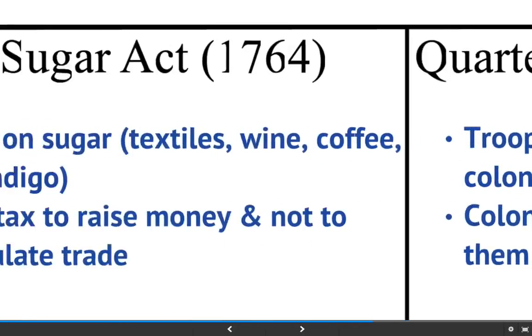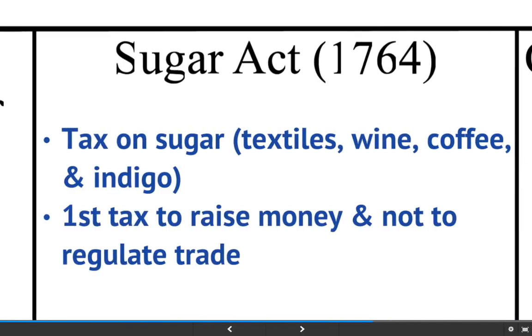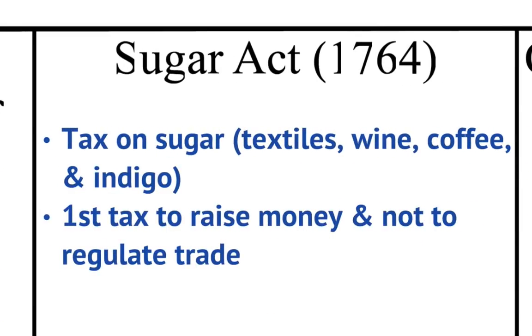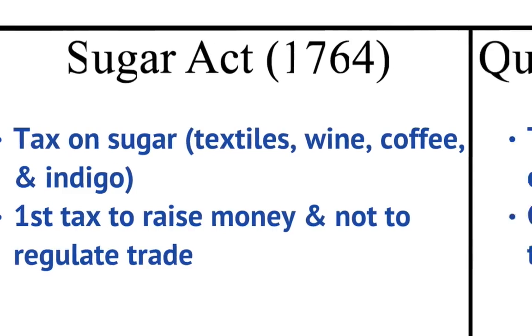Oh, by the way, the colonists are pretty upset about this, so a lot of people are selling this on the black market. In fact, Patrick Henry gets his wealth from selling sugar on the black market. He gets super rich from smuggling sugar into the colonies and selling it to the colonists without taxes.